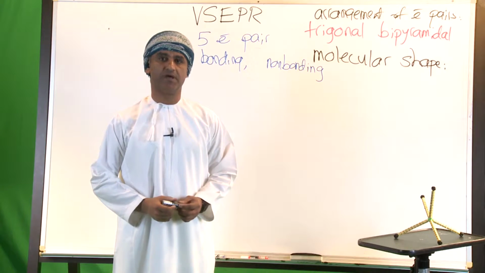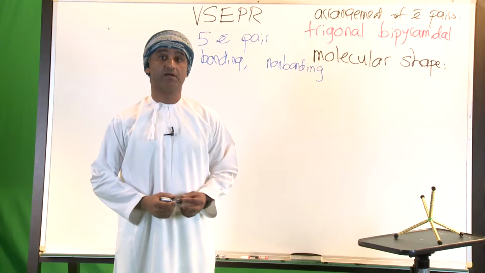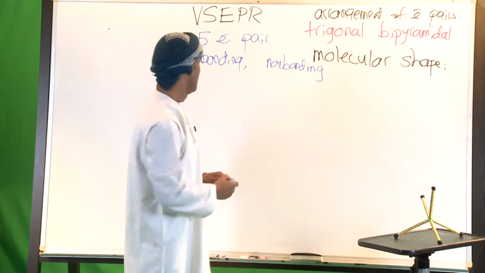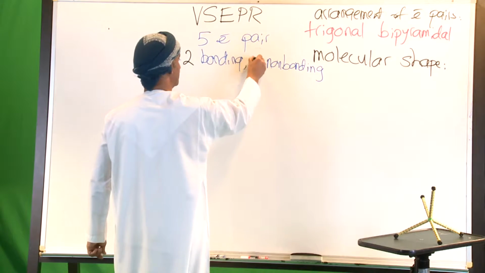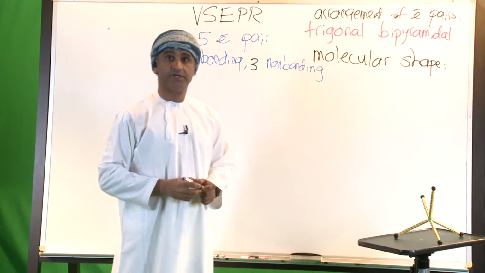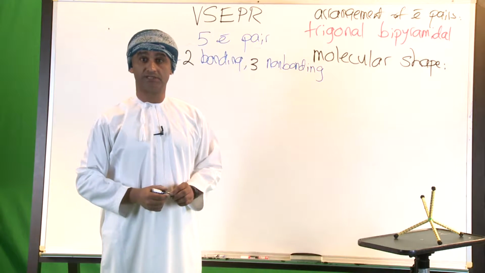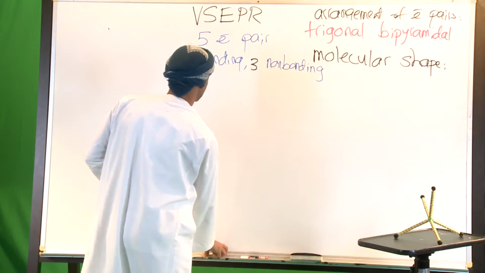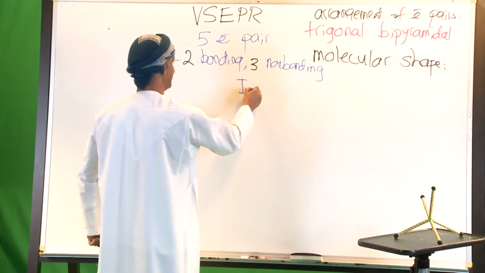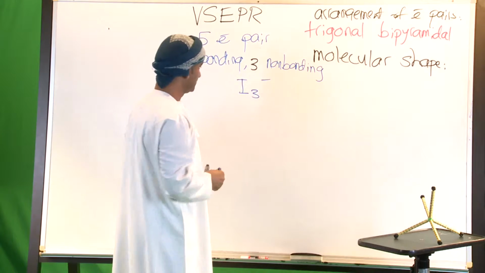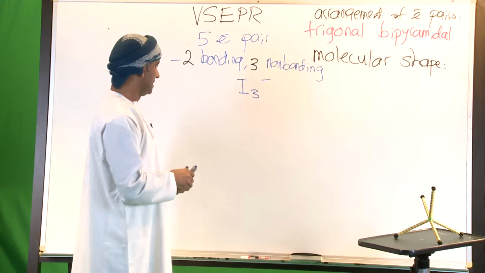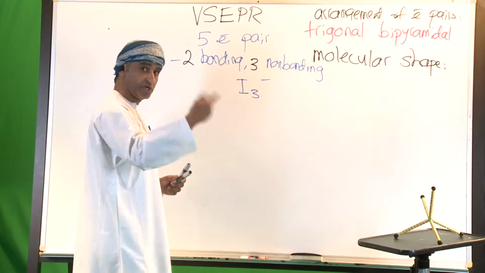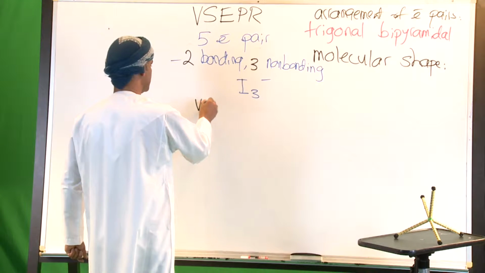The last 5 electron pair case is a case where 2 of the 5 electron pairs are bonding and 3 are non-bonding. So 2 bonding, 3 non-bonding, and in this regard we take the triiodide ion, I3 minus, as an example of this category. For that, obviously, we need to draw a possible Lewis structure, for which we need to calculate the valence electrons.